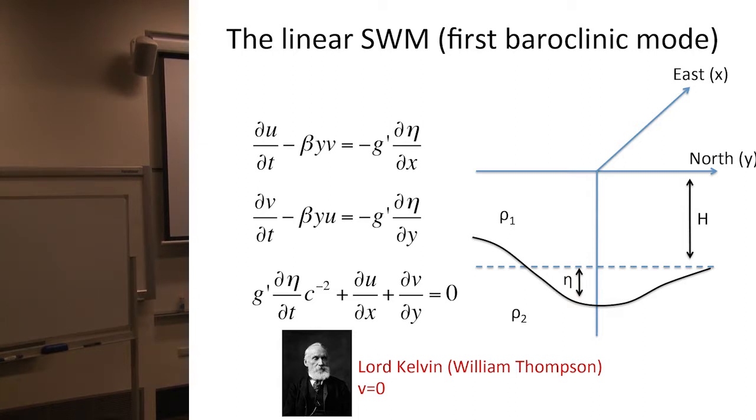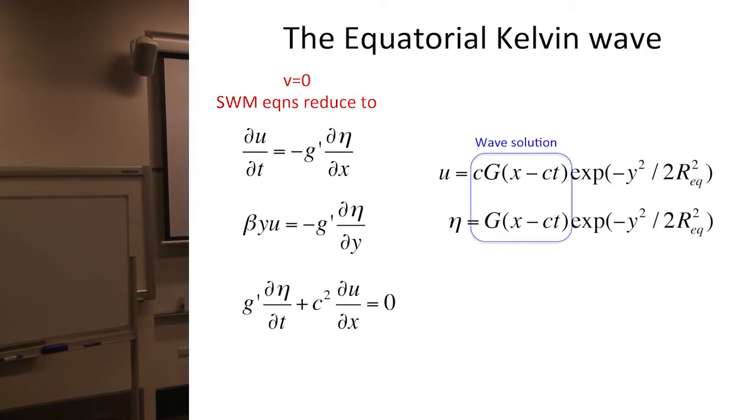He then extended this theory and said, if you can't have flow normal to that boundary at the boundary, then there must be no flow normal to that boundary anywhere in the basin. Okay, and he then proceeded with this assumption. We can say that the equator basically acts as a boundary, and we'll talk about why that is a little bit later on. But if you make that assumption, you can set v equal to zero, which reduces the shallow water model equations to this. So these simplified equations, you can easily get a solution for u and eta, the thermocline depth.